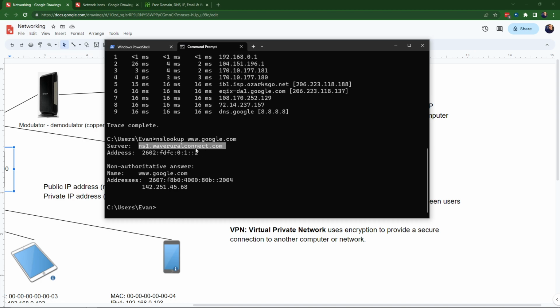So my ISP, I'm not using Google's domain name server. I'm using my internet service provider's domain name server, which happens to be Wave Rule Connect. And so we have fiber cable there. But here's the answer that you get.